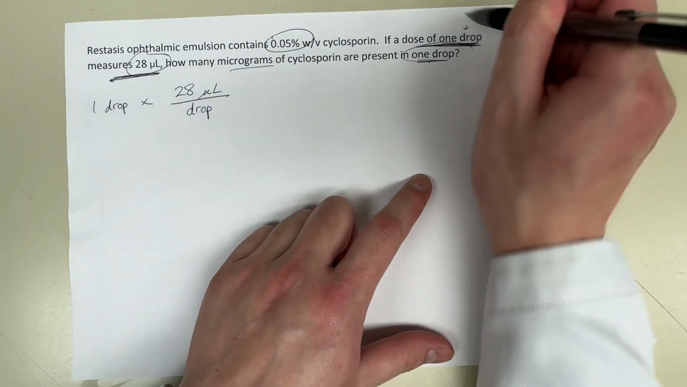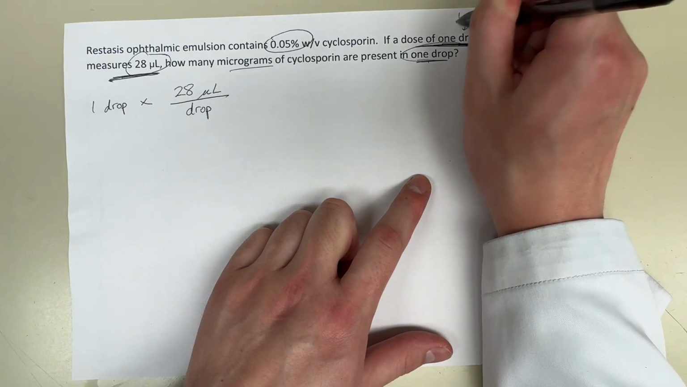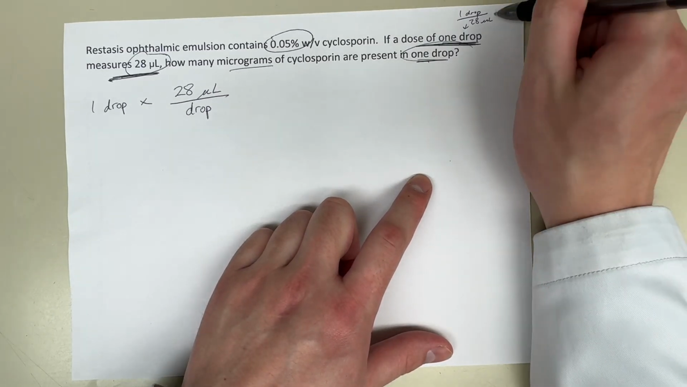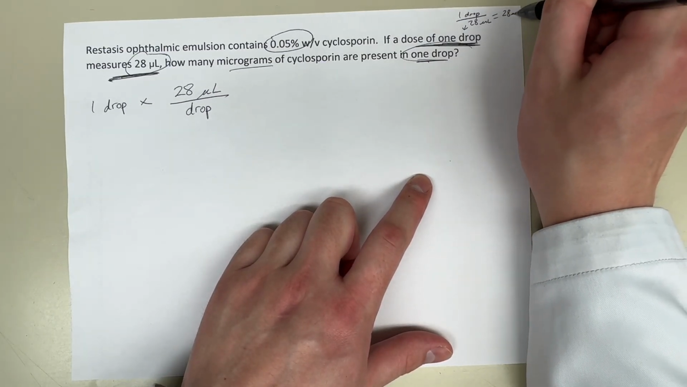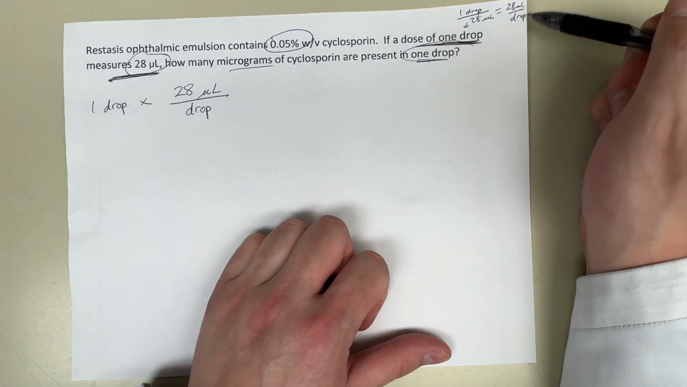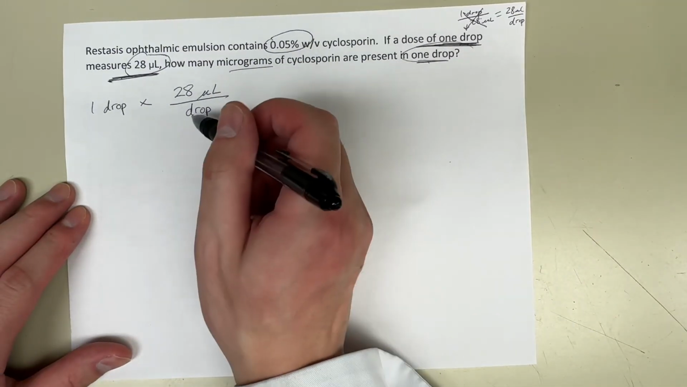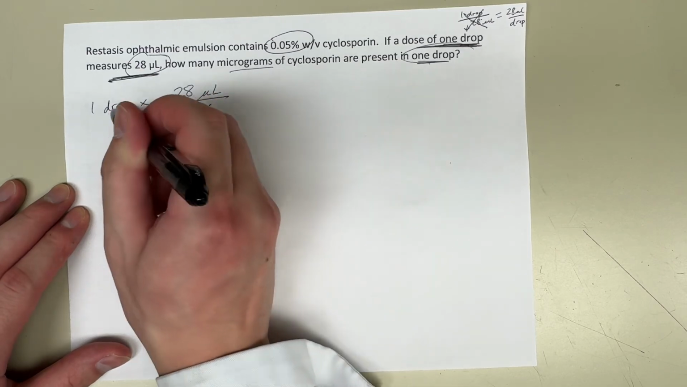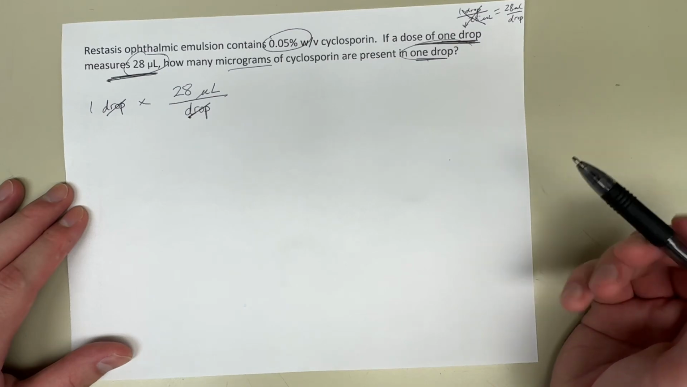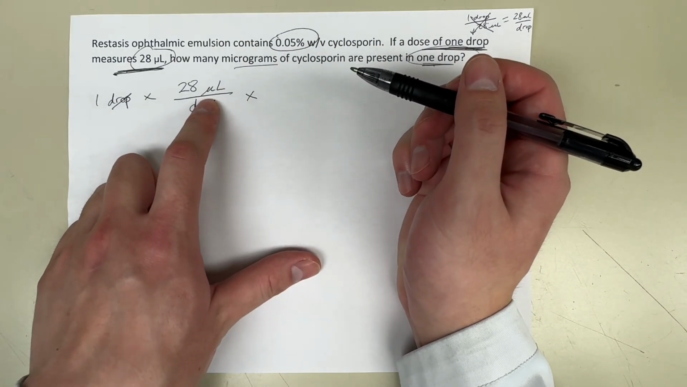So realize I could have written this as 1 drop per 28 microliters, or I could have also written this as 28 microliters per drop. See, these two mean the same thing. The reason why I know to use this one instead of this one is because I want drops here in the denominator to cancel out with drops here. So I just have microliters. And now I'm going to convert these microliters to milliliters.